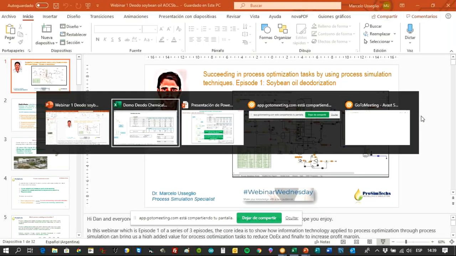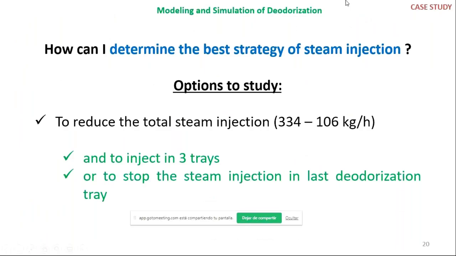Now that we know that at the exit of the second tray we already get our target in terms of free fatty acid content in the deodorized oil of 0.05%, we can determine the best strategy of steam injection, in terms of reduction, of course. And I would say that we have these two options to study.